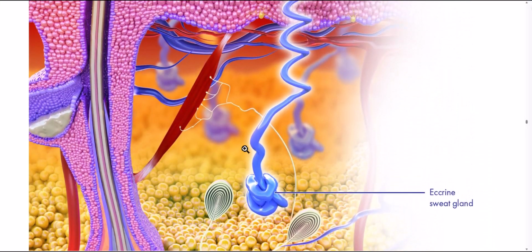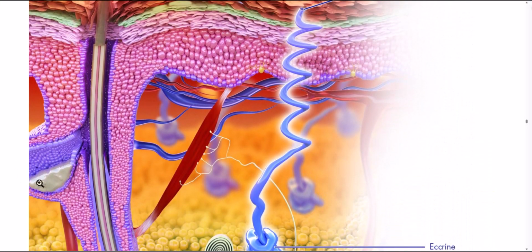In this picture as well, we see here is a sebaceous gland. There's the sebum in this picture, and that sebum is going to be released and goes up right along the hair shaft.